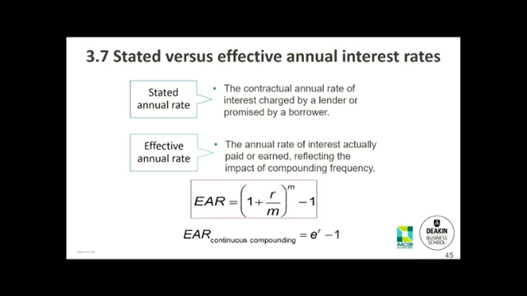Then we have a second item called effective annual rate. A lot of people will ask, hey, Robert, if this is the case, what is the real annual rate of interest we actually paid or earned, reflecting the impact of compound frequency? Does this make sense for you? I'll explain further, but give you one example, okay?